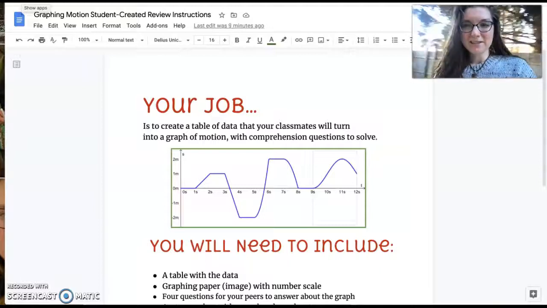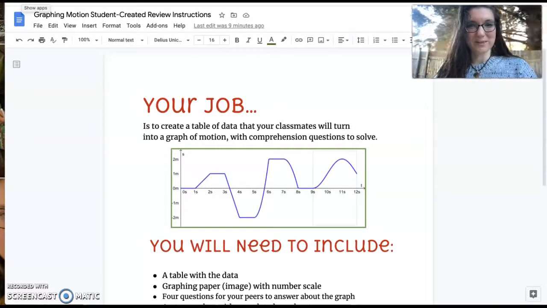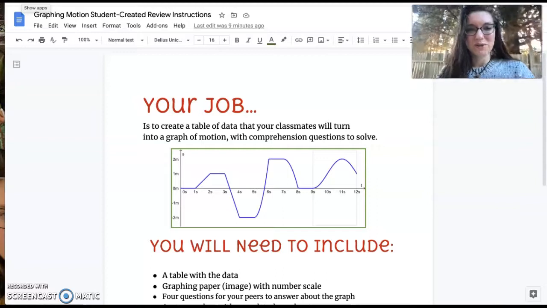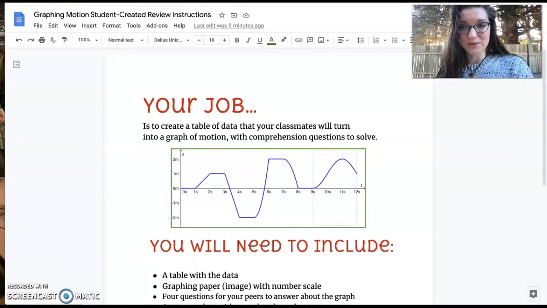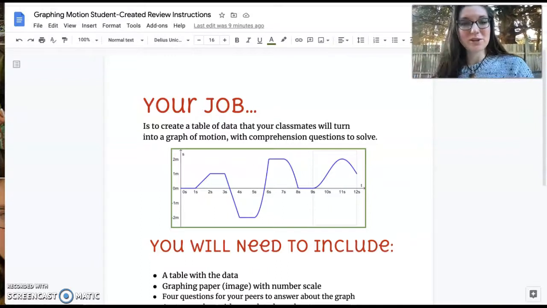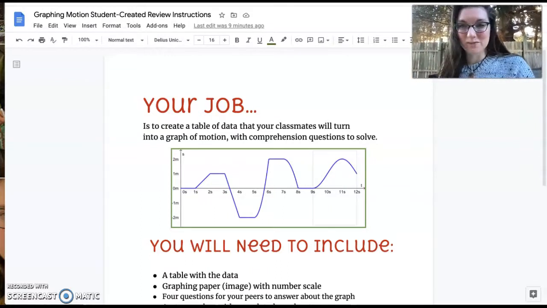Hey physics! So this is the plan for this review. What you're going to do is create a table of data that your classmates are going to solve. They're going to turn it into a graph, and they're going to solve the graph and answer some questions about it.